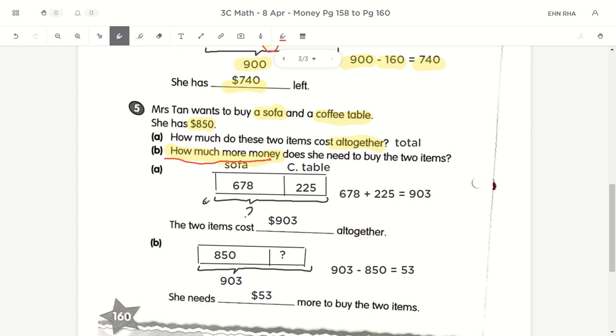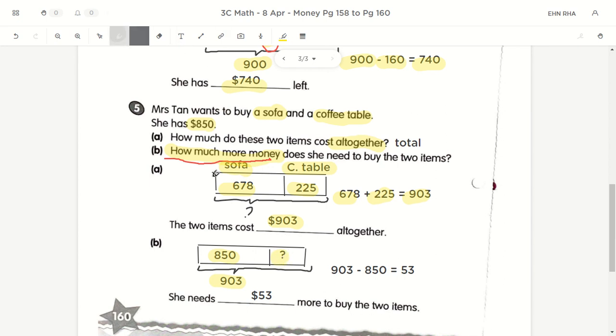So let's do it part by part. Let's find the total cost for the two items. I have my sofa, which is $678. I have my coffee table, which is $225. I add them up, I get $903, and this is the total cost of the two items. However, this time round, I don't have enough. Both of them cost $903 altogether, but I only have 850. So this is my total cost that I need to pay. I only got 850. So how much more do I need? So this is the extra part that I need.